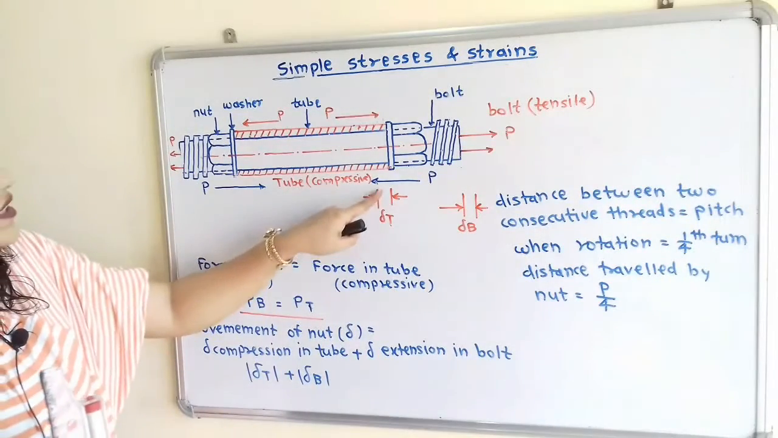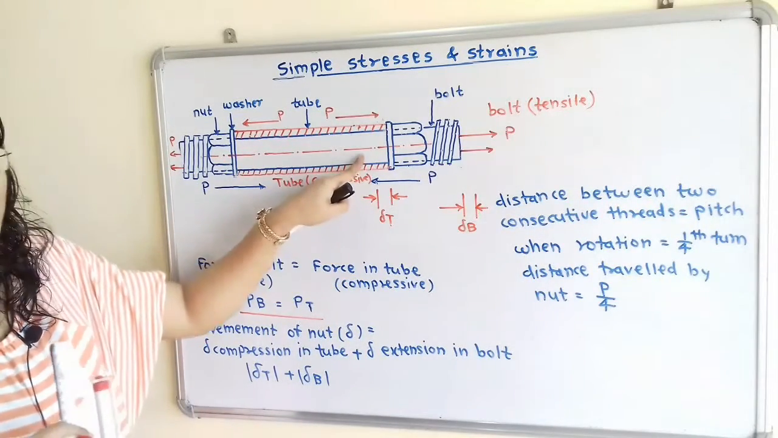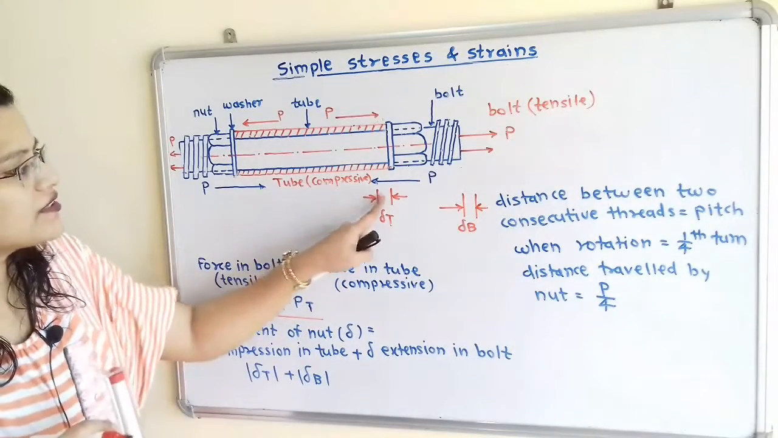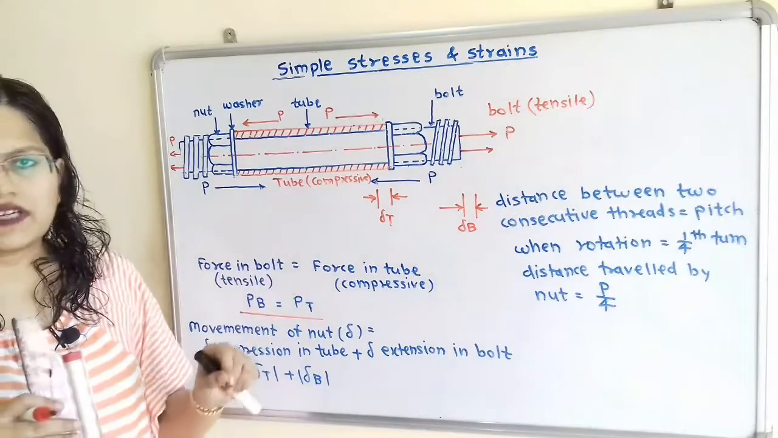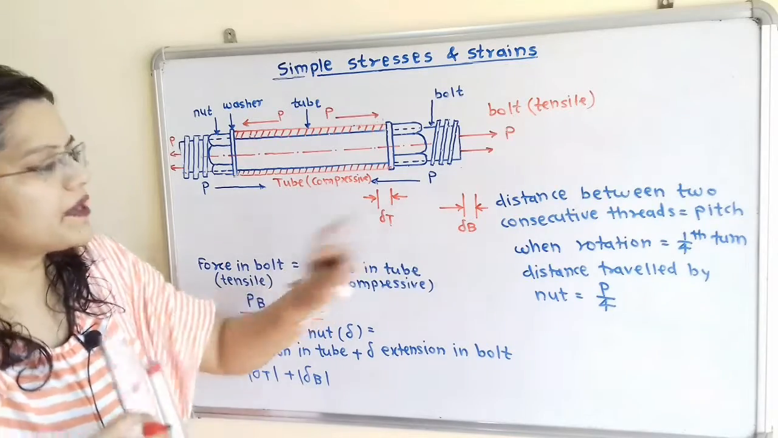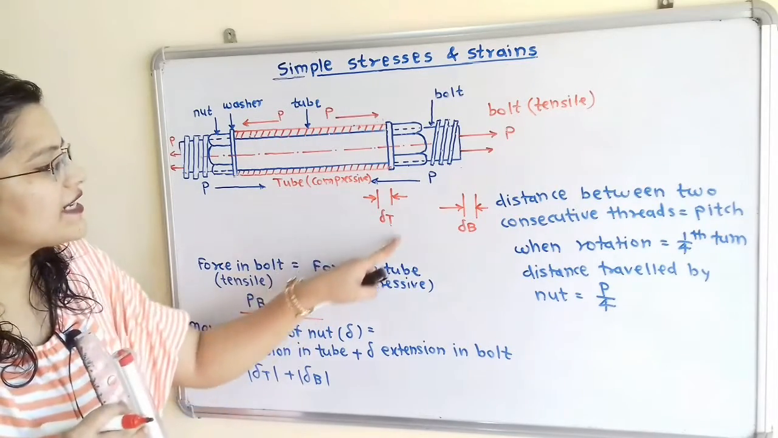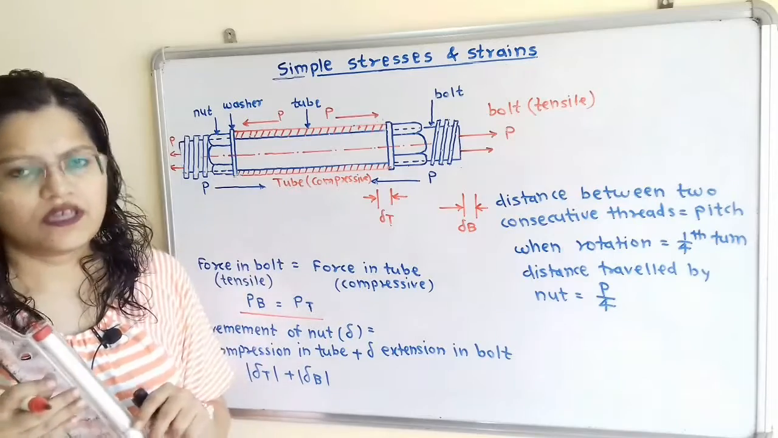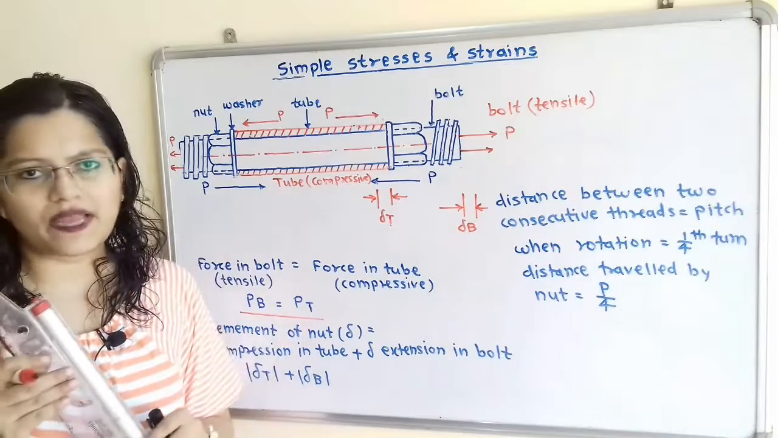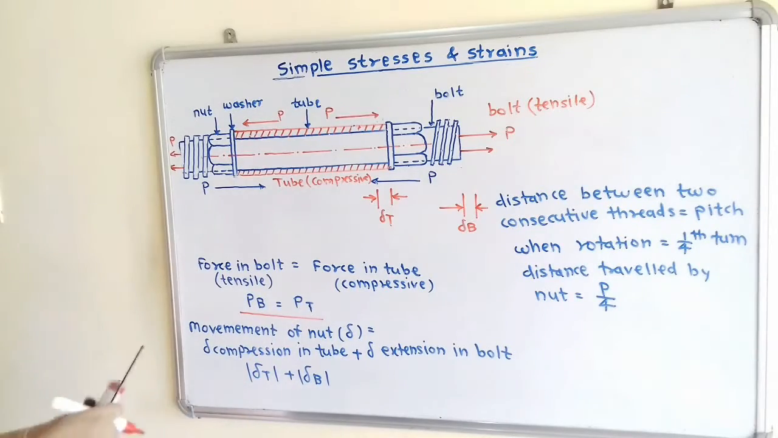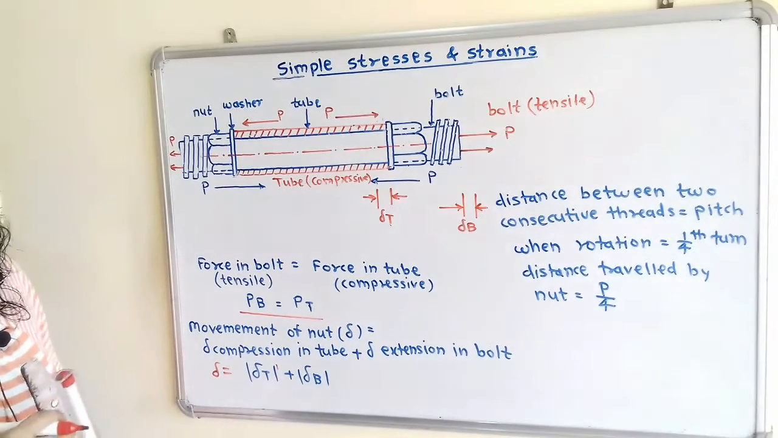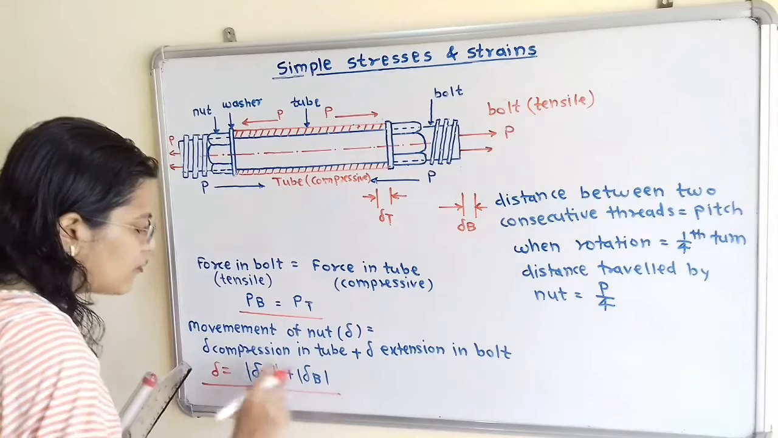Now if we observe, this is the space available due to contraction, and this is the space available due to extension. So these two spaces are available for the nut, and therefore movement of the nut delta is equal to delta T plus delta B. Now this delta T is due to compressive force. But here we have to use the absolute values, that means we have to use the positive magnitude. So we can say that delta is equal to absolute delta T plus absolute delta B. So this is the second formula we have to use for the calculation.